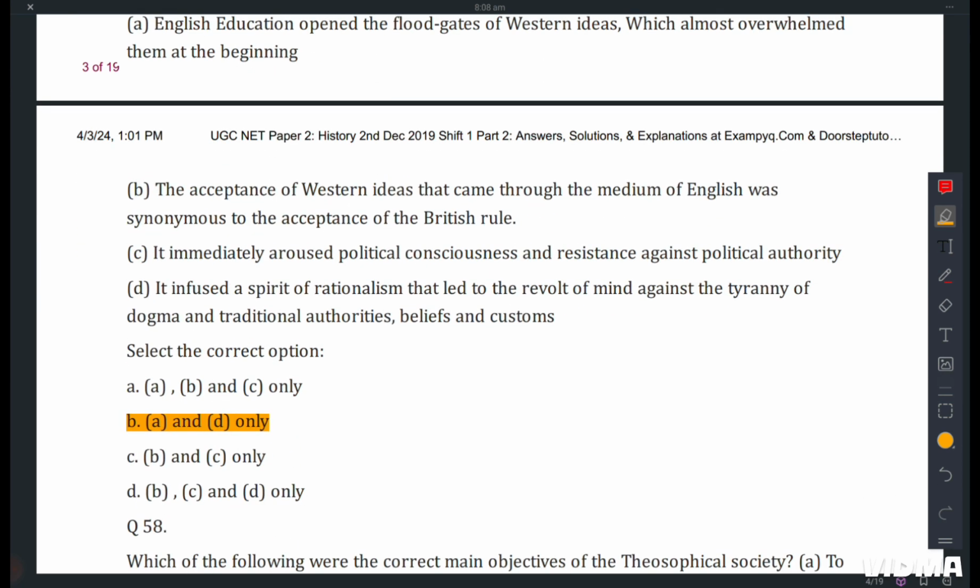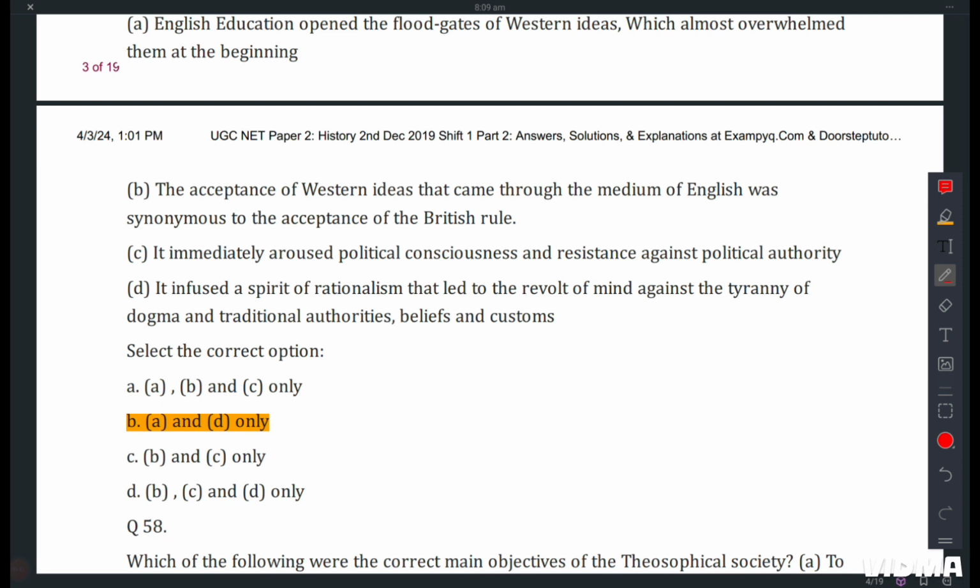Correct answer is B. So, English education opened the floodgates of Western ideas which almost overwhelmed them at the beginning, and it infused a spirit of rationalism that led to the revolt of mind against the tyranny of dogma and traditional authorities, beliefs and customs.